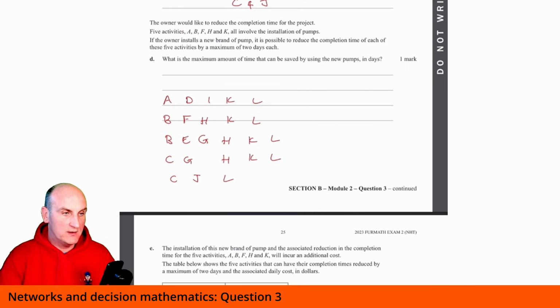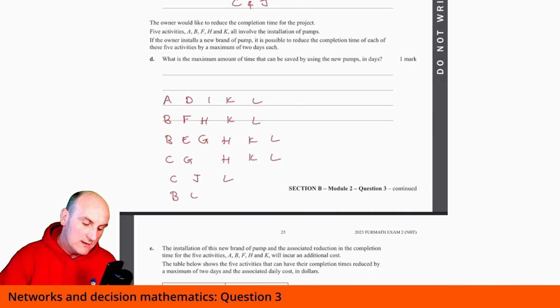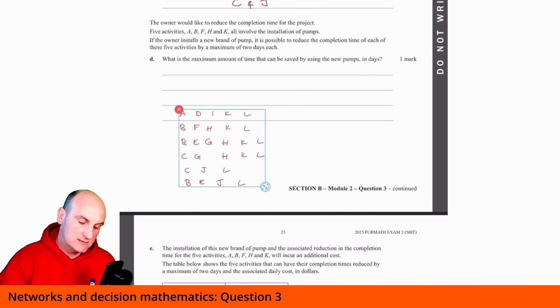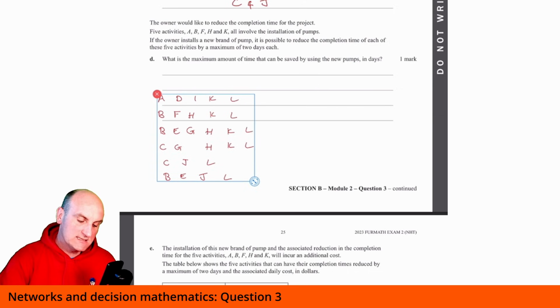1, 2, 3, 4, 5. Is there another one? B, E, yep, one more, sorry, B, E, J, L. So B, E, J, and L. Six paths through, right, so here's my lasso. Sorry guys, I'm just going to make that a bit smaller. Resize, bring it down in size a bit. Okay, so there's my paths.